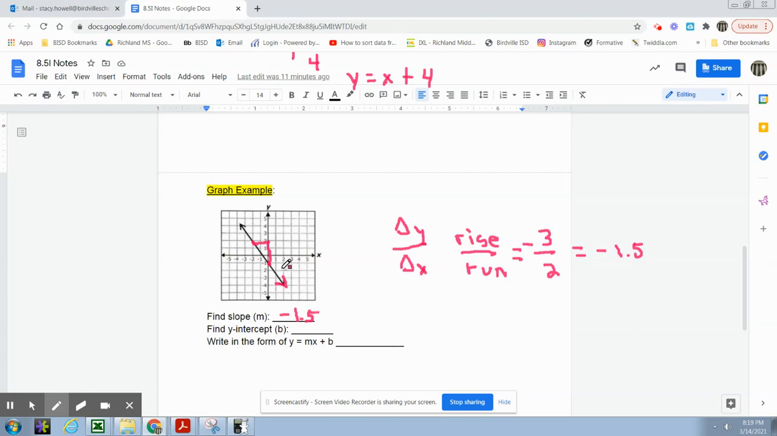We know our y-intercept is where the line crosses the y-axis. And we can see that it crosses at negative 1. So we know our equation is y equals negative 1.5x minus 1. I'm going to clear this and show you a different way.